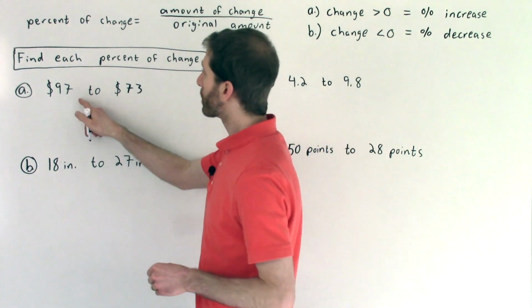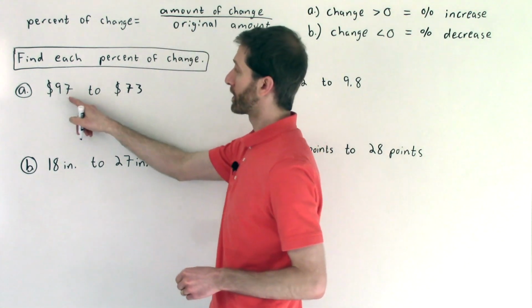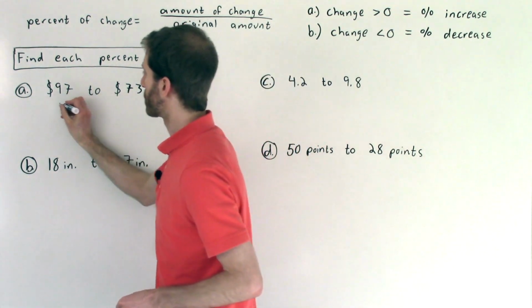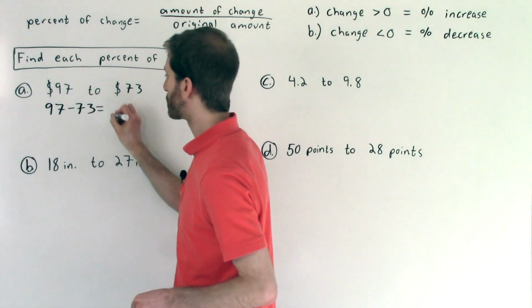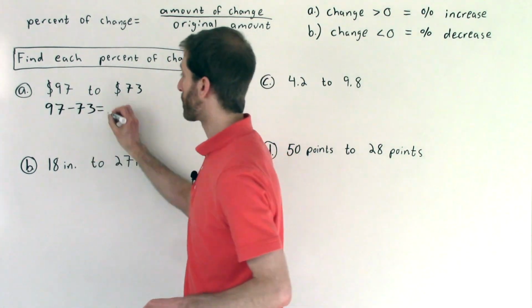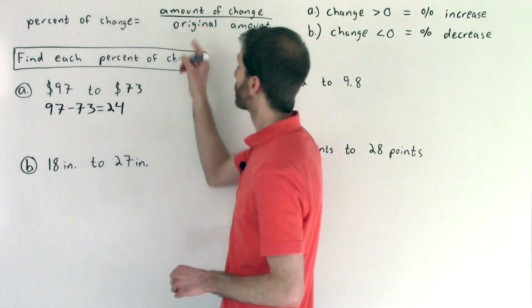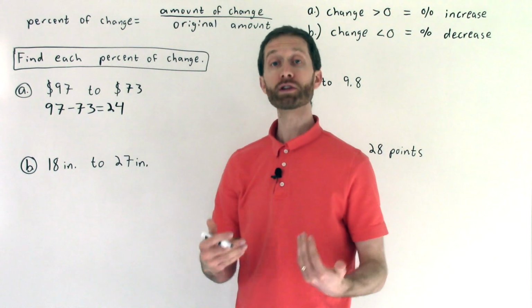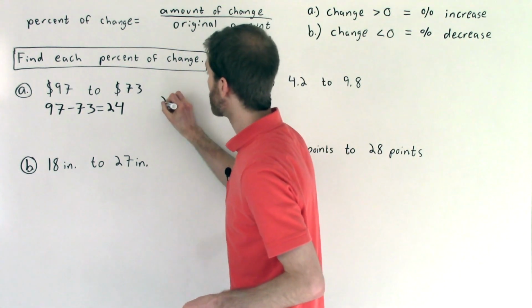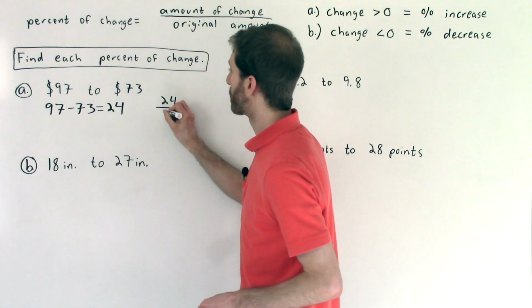So we literally find the amount of change by subtracting 97 minus 73. So here's the change, 97 minus 73. That's how much we've changed by, and that equals 24. So that's our change. We're going to take that amount and divide it out of the original amount. So that would then be 24 out of 97.